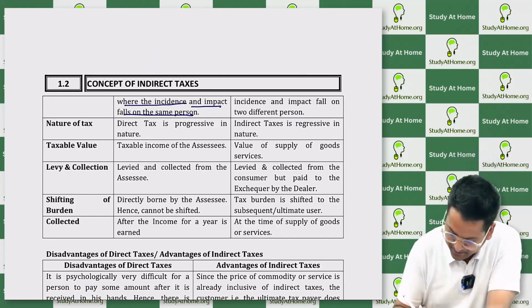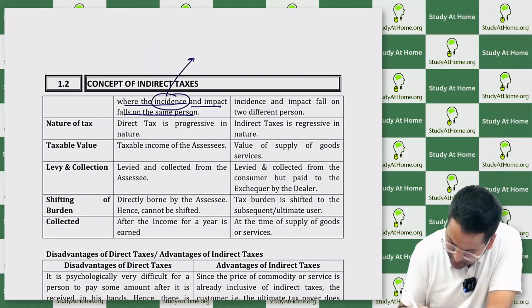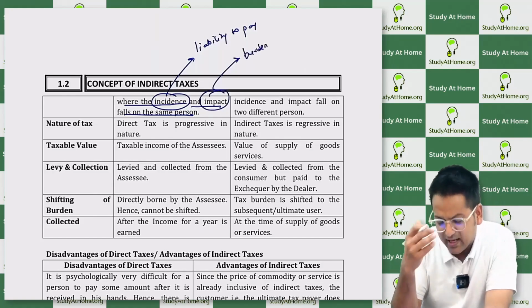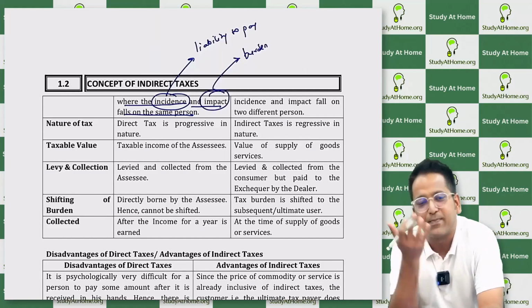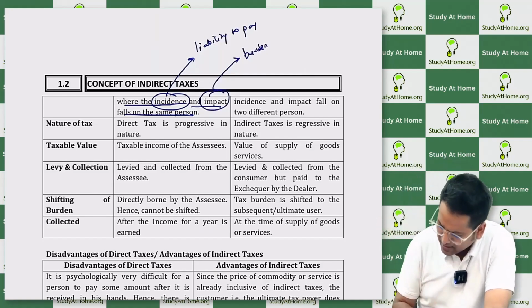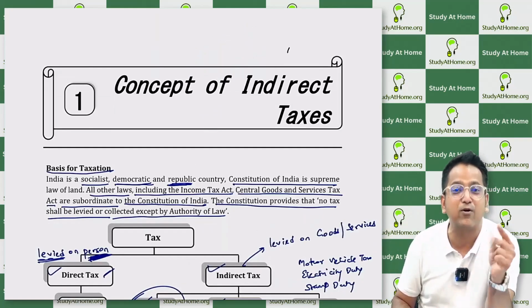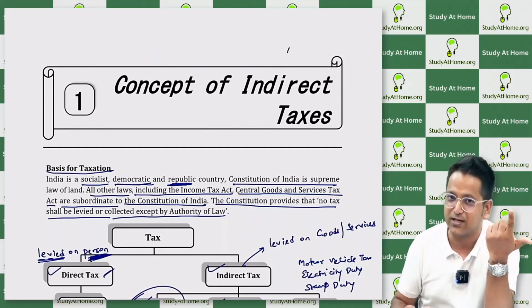Incidence means liability to pay. Impact means burden. The burden is borne by the one on whom it falls, and so he pays the tax. We know this, but this is not the case with indirect taxes. The burden falls on the consumer. And who pays? The supplier pays the taxes. Okay.